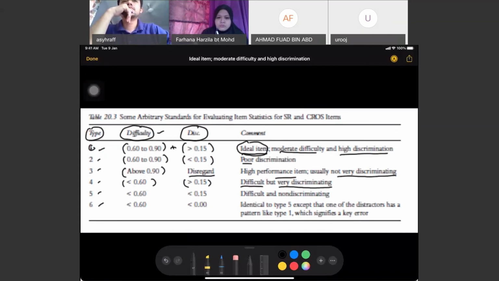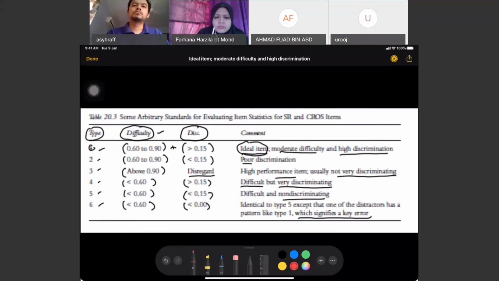And if it's difficult but not discriminating, that is difficult and non-discriminating. And the last one is interesting: difficult and low or even negative discrimination. It signifies a key error, meaning the answer should be something else. So he suggests that we keep type 1 and also type 4.